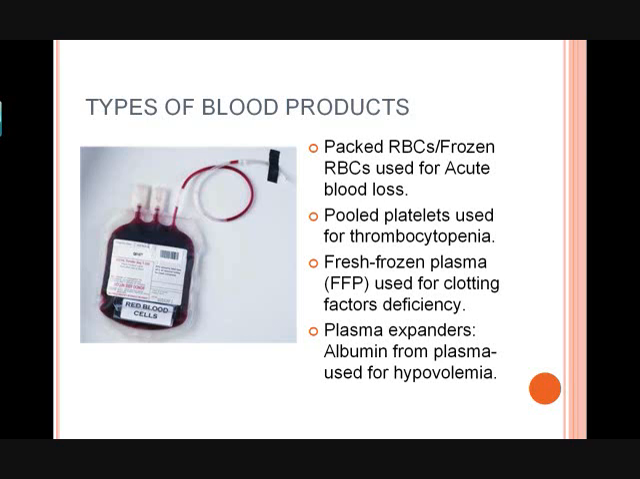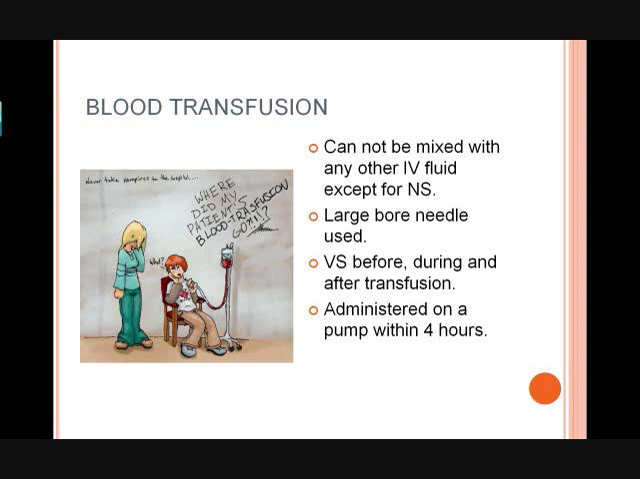One unit of red blood cells could increase the hemoglobin up to 1 gram per deciliter, or increase the hematocrit by 3%. A blood transfusion cannot be mixed with any other IV fluid except for normal saline. This is where the hemolysis will occur.